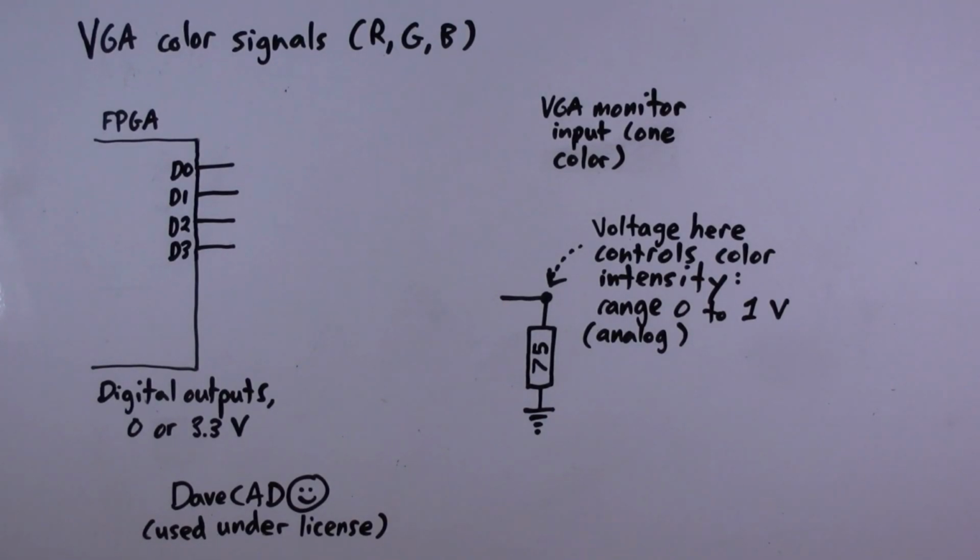All right, so now that we have basic control over the FPGA, let's talk a little bit about how the FPGA is going to send color information to the VGA monitor.